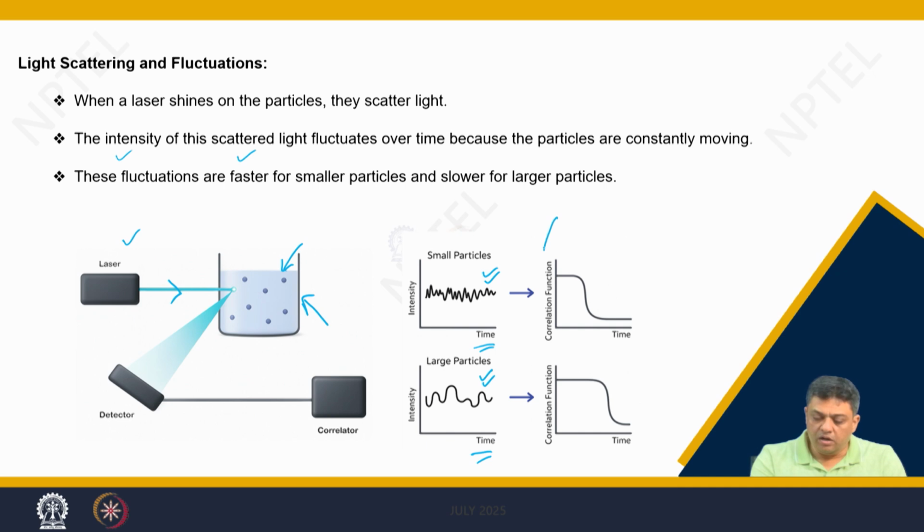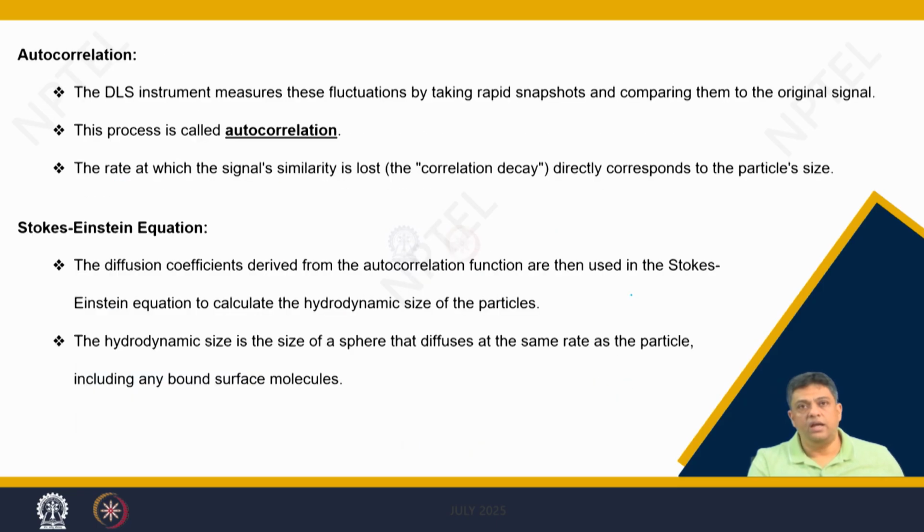Then, if you can draw the corresponding correlation functions as a function of time, you will get the correlation function, and this is called autocorrelation. What will happen? The fluctuations are basically monitored by taking rapid snapshots and comparing it with the original signal.